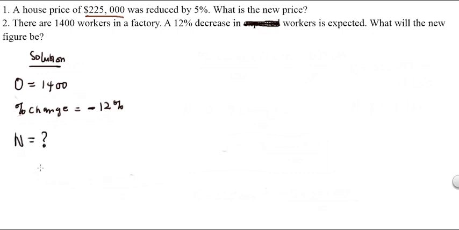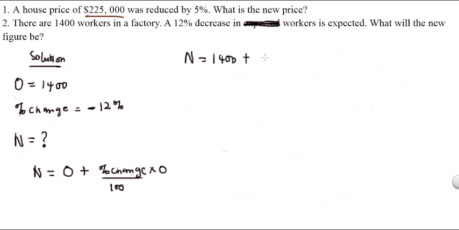So that means we are looking for the new figure. Now, from our formula, the new value is equal to the old value plus percent change divided by 100 times old value. So we can simply plug in our values into this equation to get our answer. Now the new figure would be equal to 1,400 plus our percent change, minus 12%. Minus 12 times the old value, 1,400, divided by 100.